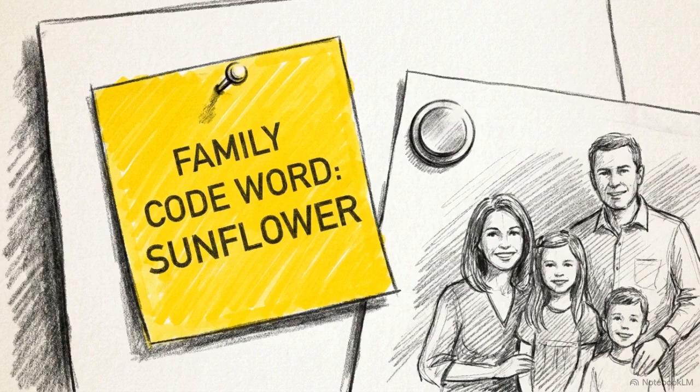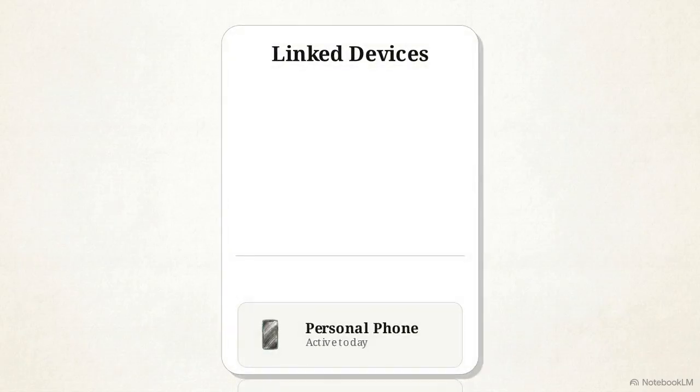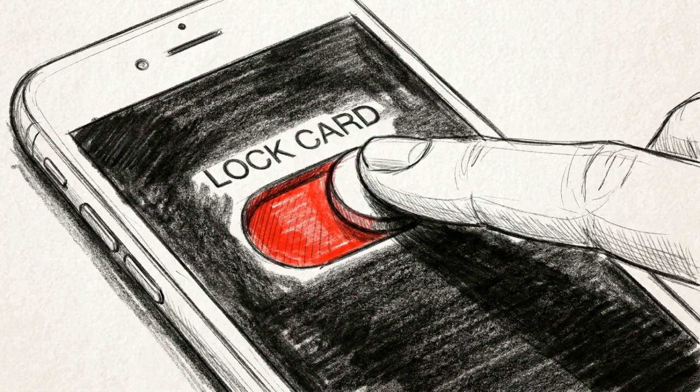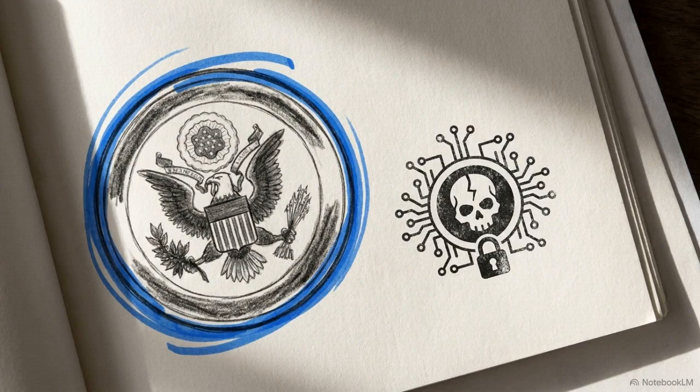To check for unauthorized access, go to Settings and then Linked Devices. If you see a computer or phone you do not recognize, select it and log out of the session immediately. If you have already sent money, contact your bank to freeze the transaction and report the fraud to national authorities, such as the 1930 helpline or the FBI's IC3.